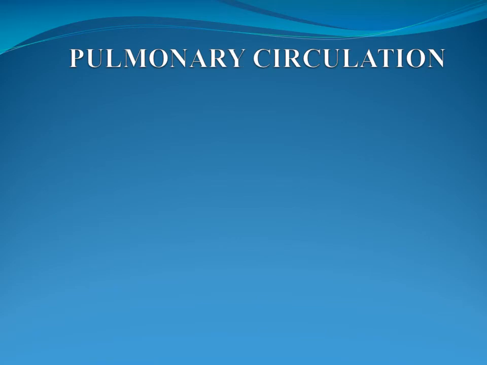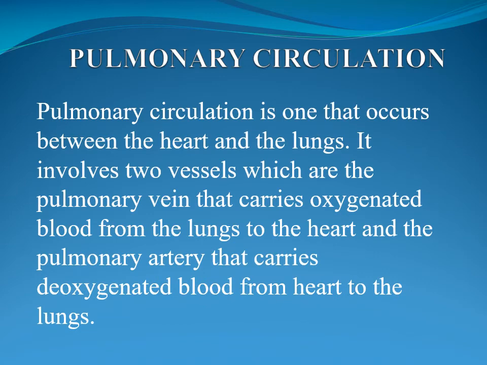First, we'll look at pulmonary circulation, which is one of two types. And what is pulmonary circulation? We say pulmonary circulation is one that occurs between the heart and the lungs. It involves two vessels, which are the pulmonary vein that carries oxygenated blood from the lungs to the heart, and the pulmonary artery that carries deoxygenated blood from the heart to the lungs.